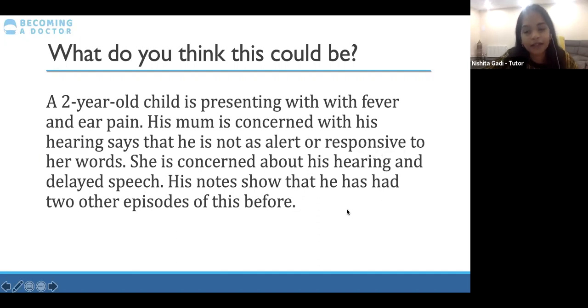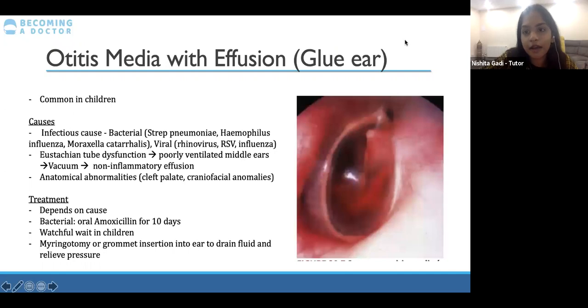Yeah, perfect. So you guys are correct. It's otitis media with effusion, also known as glue ear. It's really common in children, and especially peaks around 2 to 3 years of age. And there are loads of different causes, but it can be caused by infectious causes.